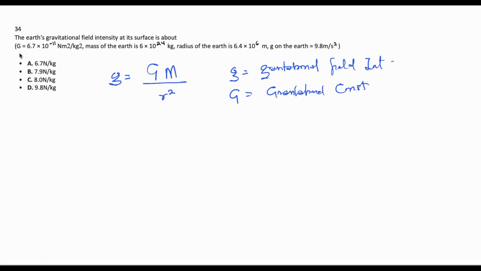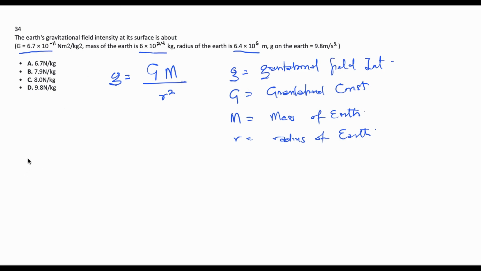And we're given the gravitational constant here as 6.7 times 10 raised to power minus 11 Newton meter square per kilogram square. And the capital M here is the mass of the Earth, which we're also given as 6 times 10 raised to power 24 kilograms. And R is the radius of the Earth, which we're given as 6.4 times 10 raised to power 6.